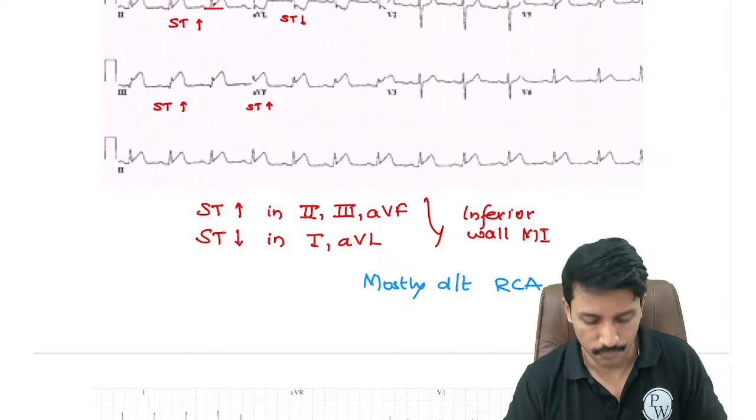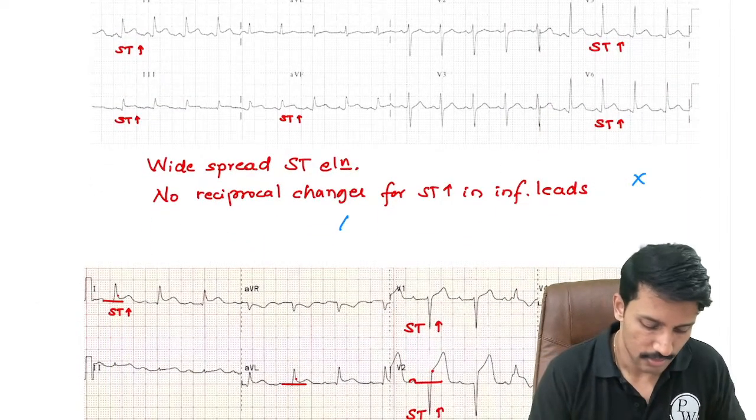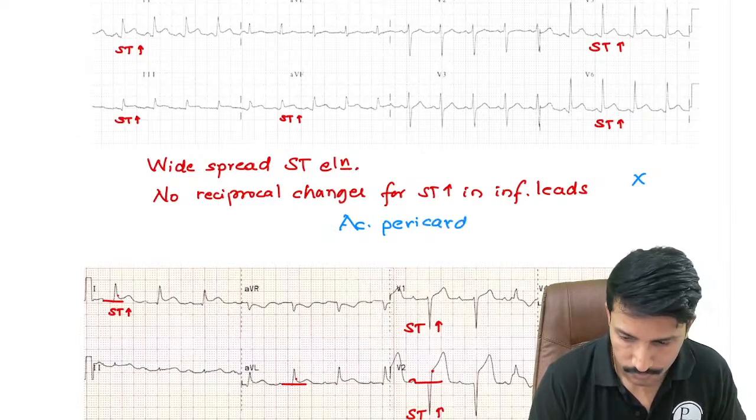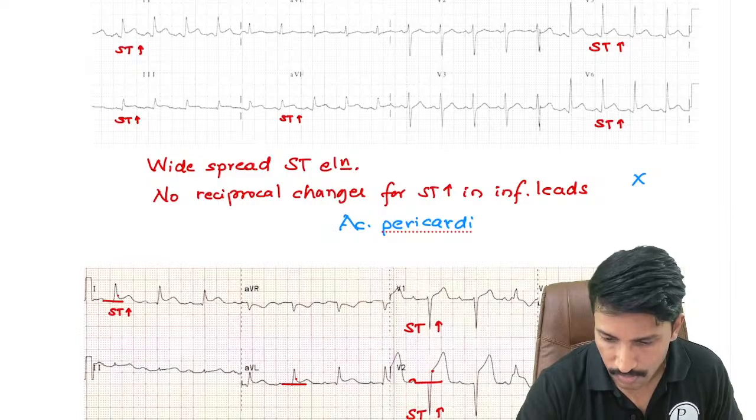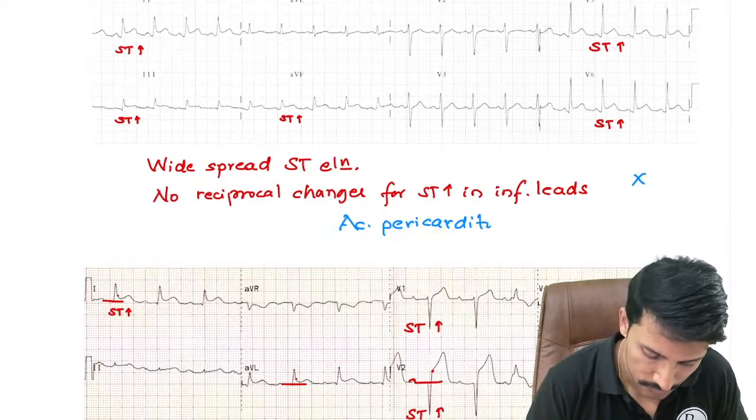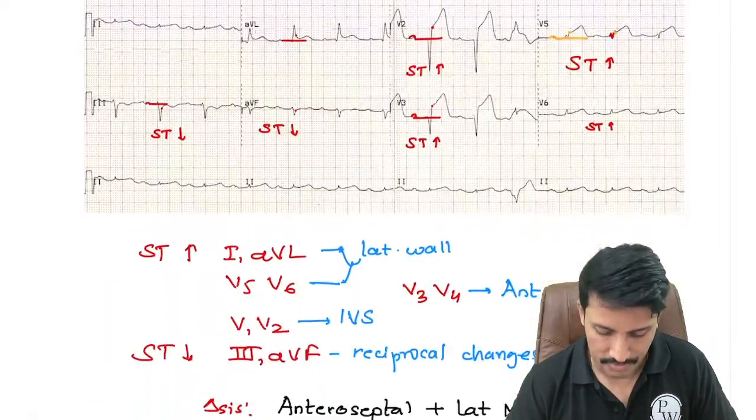Right coronary artery. Okay. Here it is no MI, right? This is actually acute pericarditis. I'll come to that. I'm coming to that. Acute pericarditis. Okay. So there is of course no block, just inflammation.